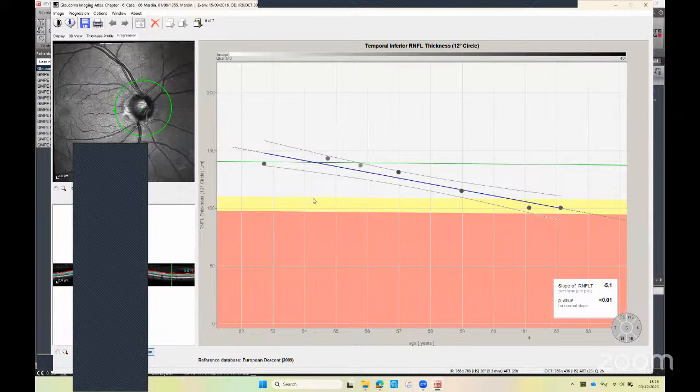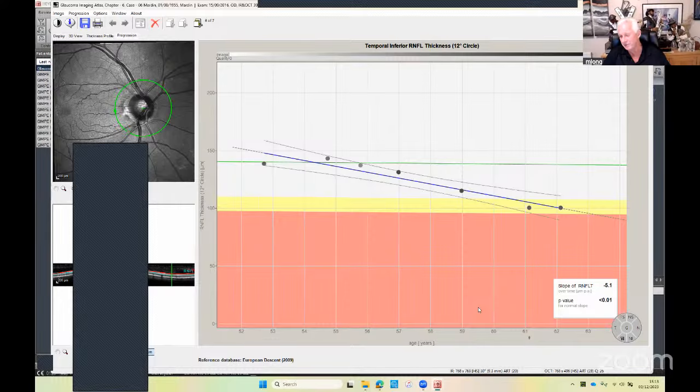It's thicker in the temporal inferior area. But can I interrupt you? He's losing 4 times the amount of normal loss in that sector. That normal loss would be about 1.25 in that temporal inferior sector, and he's losing 5.